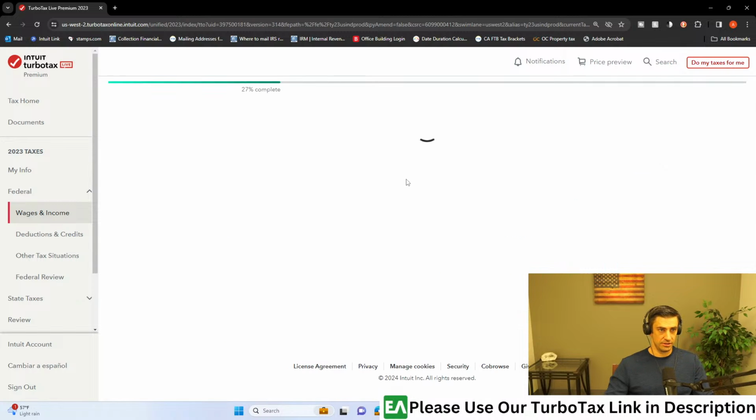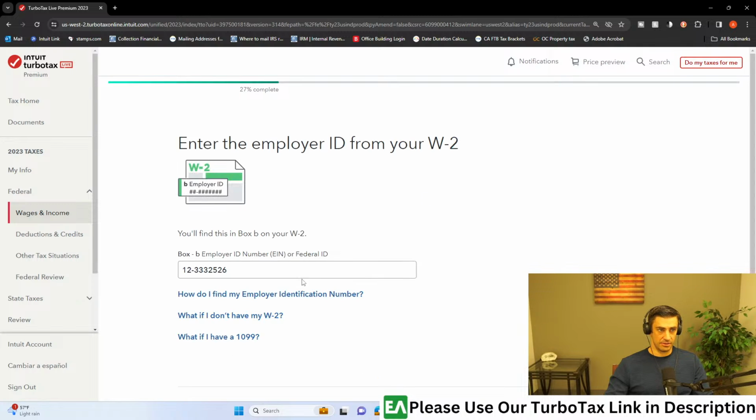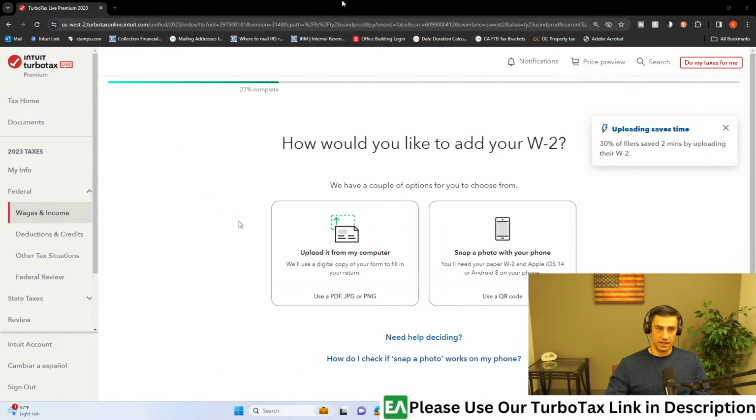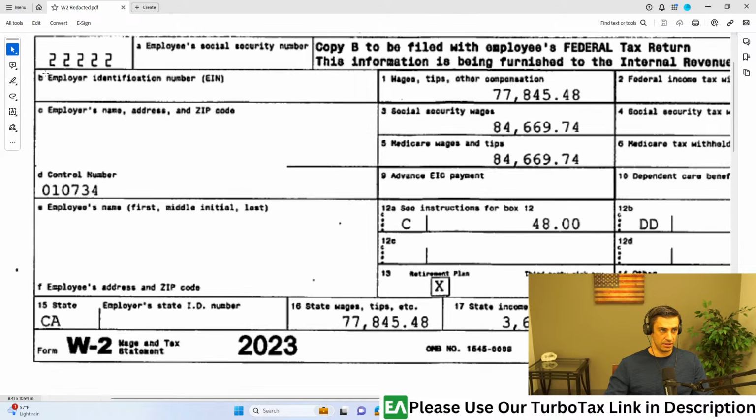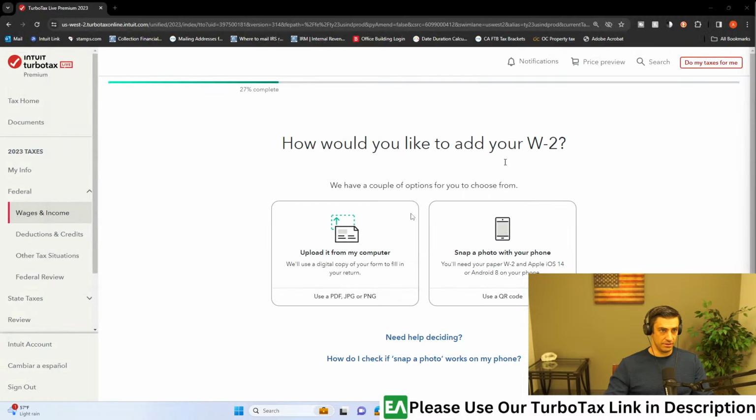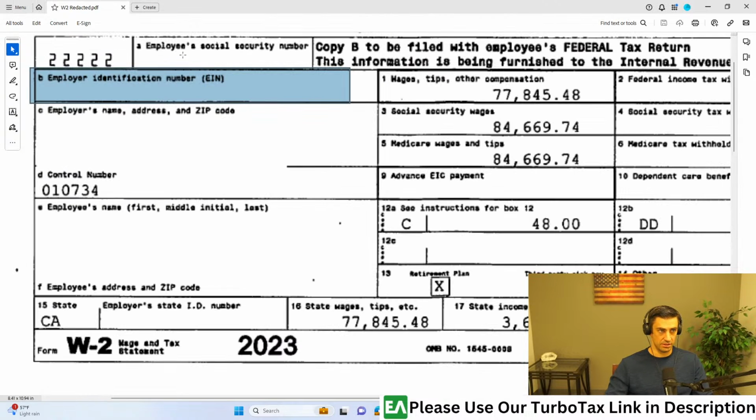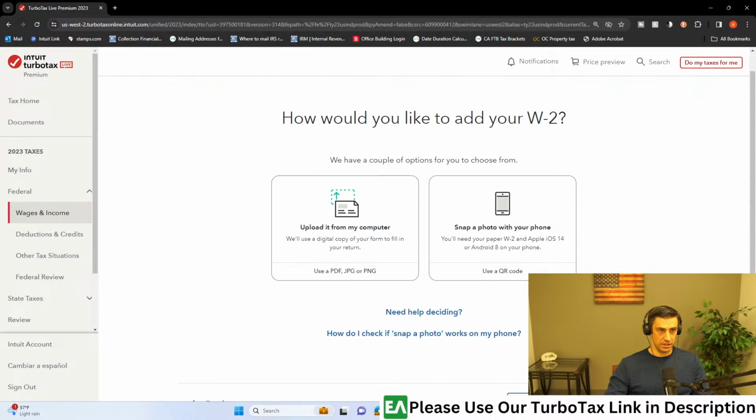Okay, so I'm going to do the W-2s here. I'm going to start this, and I'm going to do this manually, hopefully. All right, we're going to enter in a bogus EIN. EINs, just so you know, are located right there, and you would put that in on that last screen. Here you go, like that EIN. That's box B, there it is, right? Pretty straightforward, though. And then we're going to hit continue.